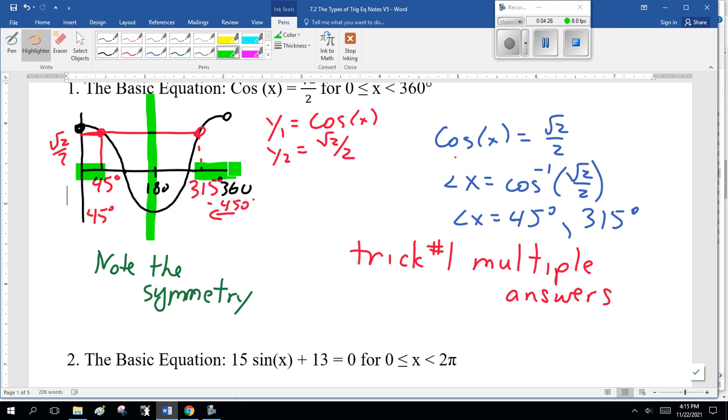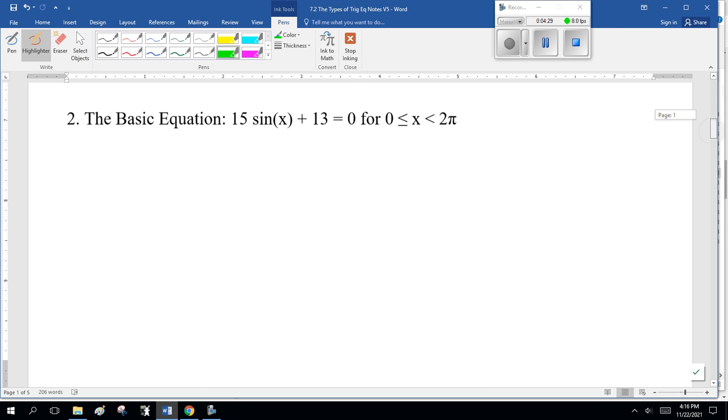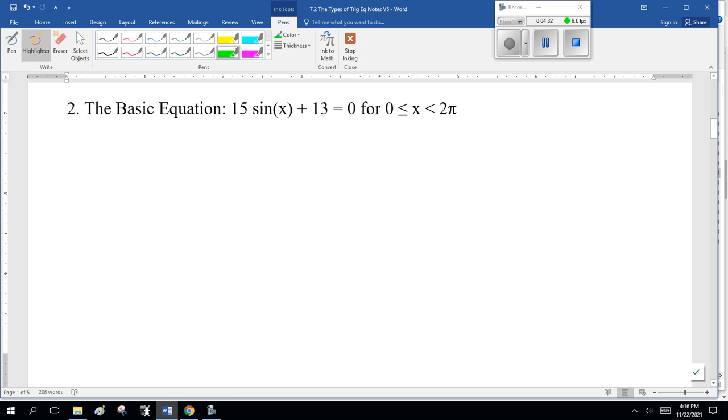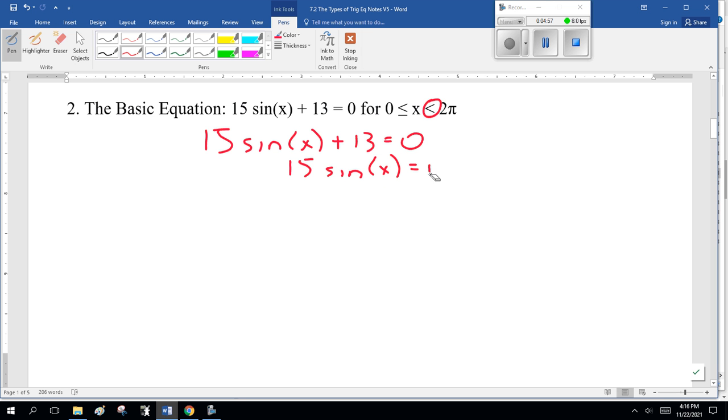So far, so good? Now, next example, basic equation. 15 sine of x plus 13 equals 0 for 0 is less than or equal to x less than 2 pi. Less than 2 pi does not include 2 pi. So 15 sine of x plus 13 equals 0. 15 sine of x equals minus 13. Sine of x is minus 13 over 15.